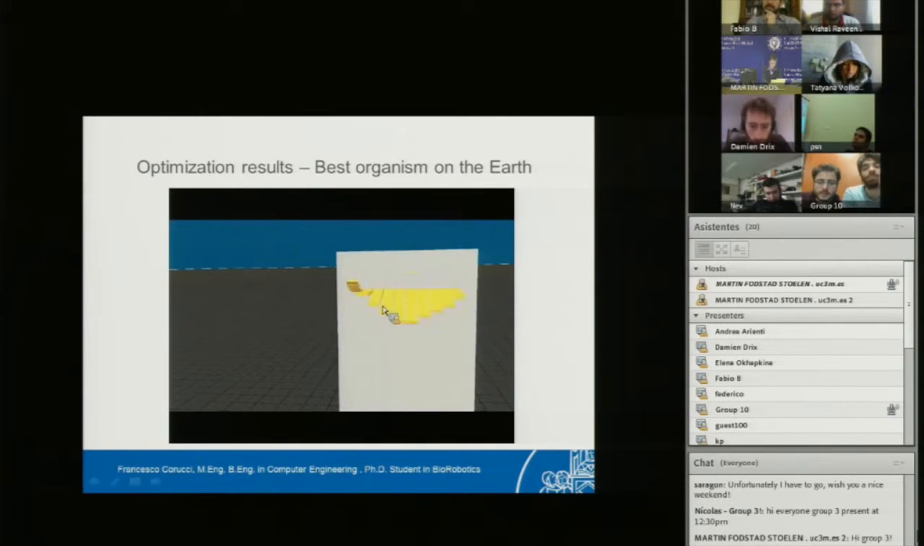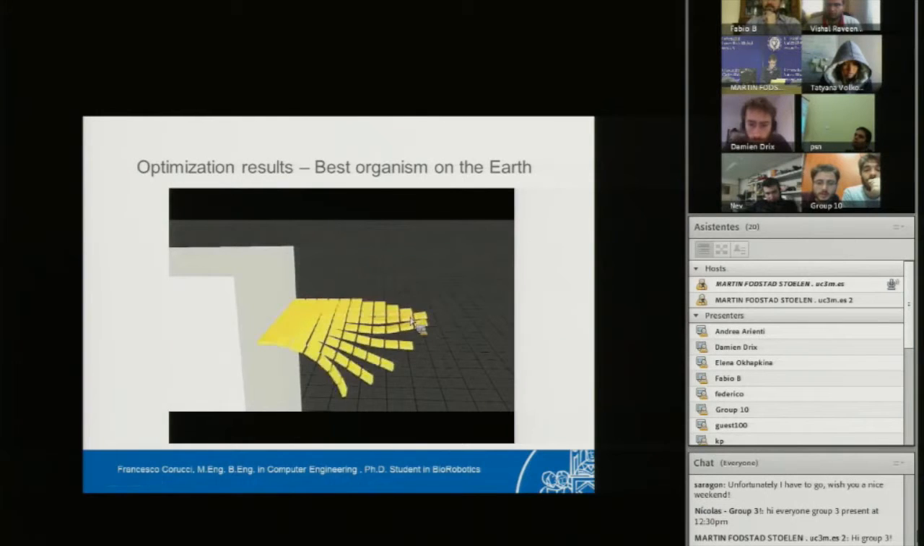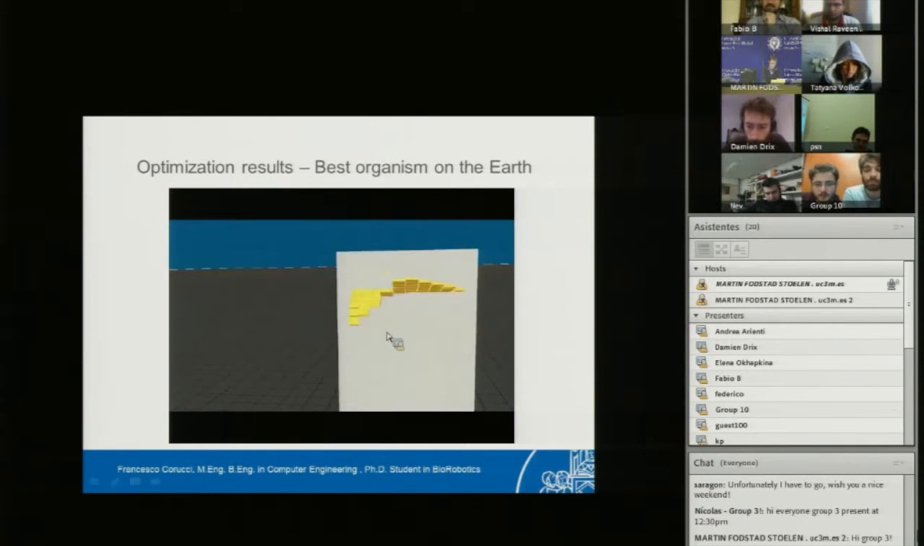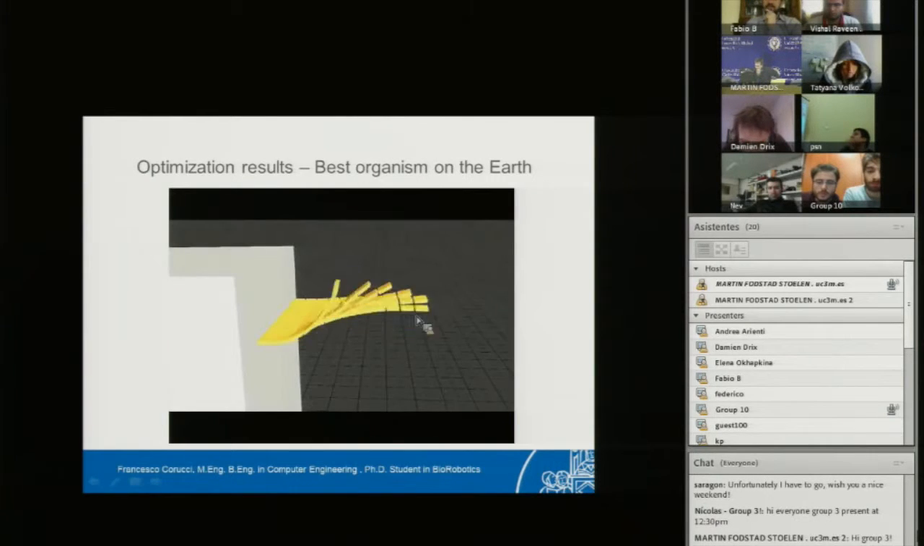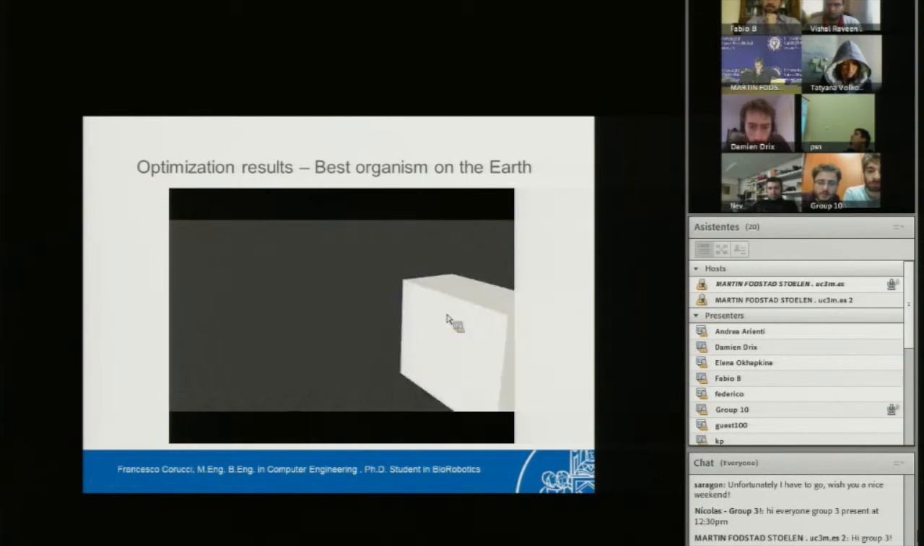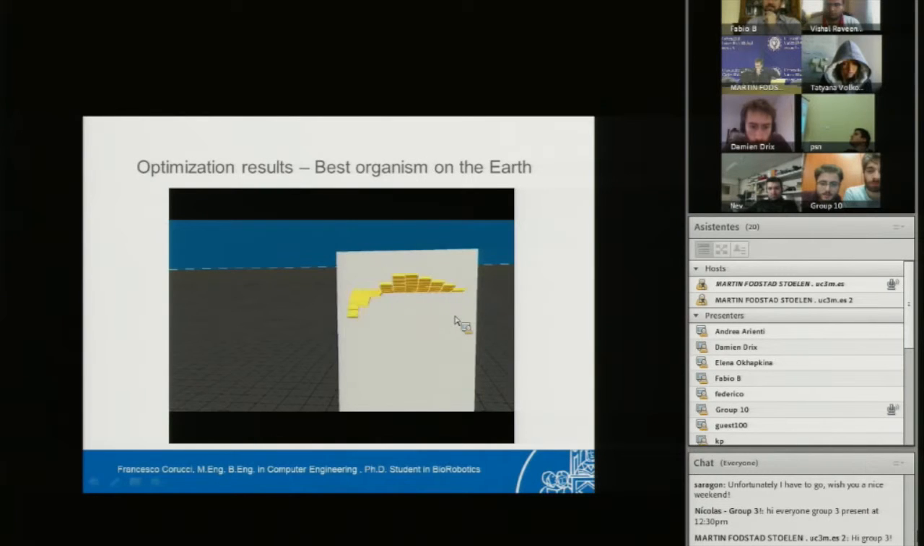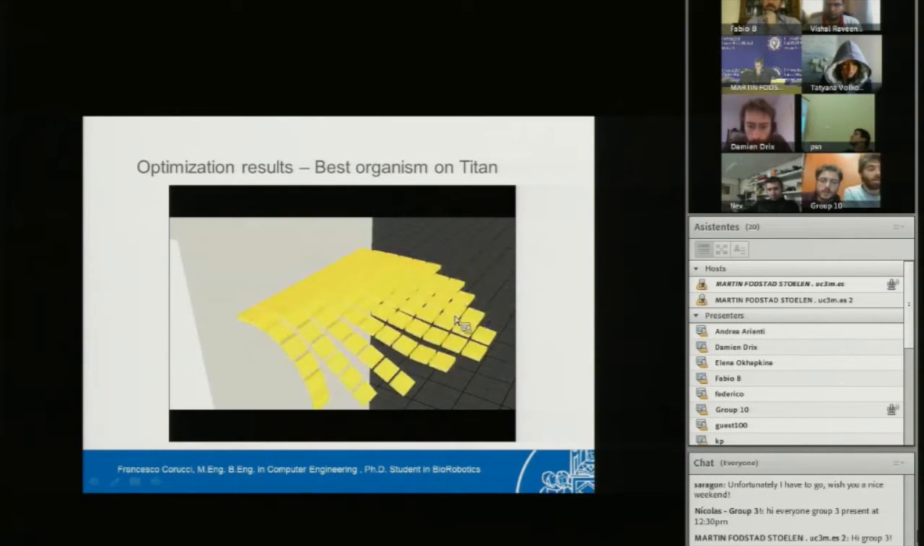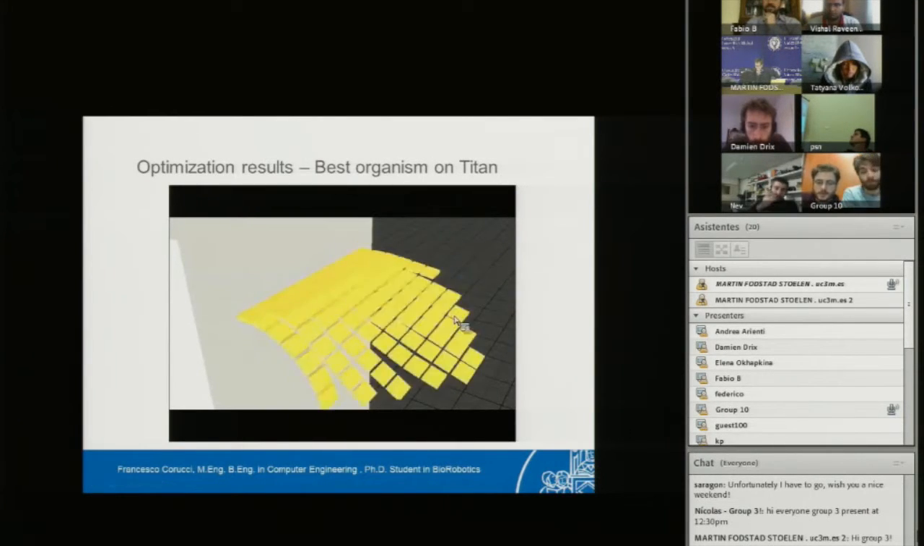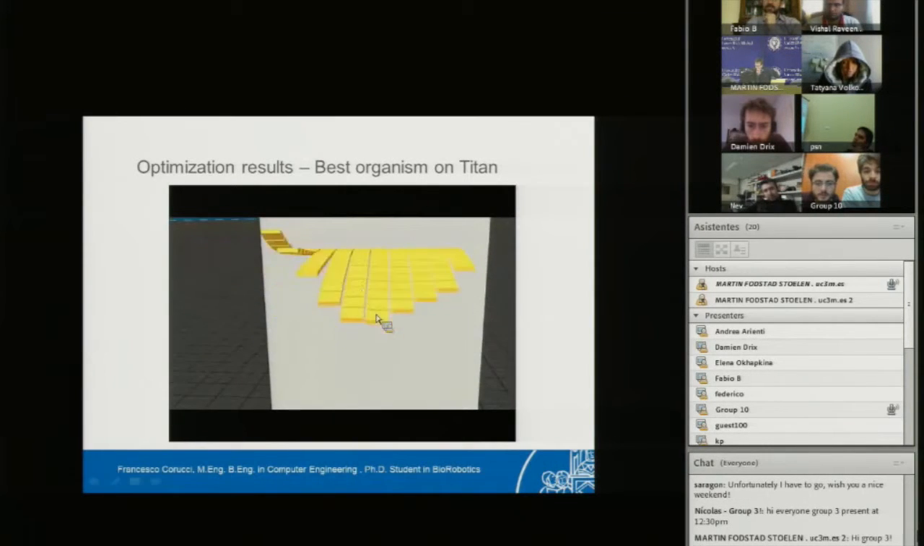And you can see that the structure is quite similar to the one of a real manta ray, so it is quite soft. And you can observe the two undulations we mentioned before. On Titan, we had very little time to interpret the differences between Earth and Titan, but we can see microscopically the difference is that the frequency is different.